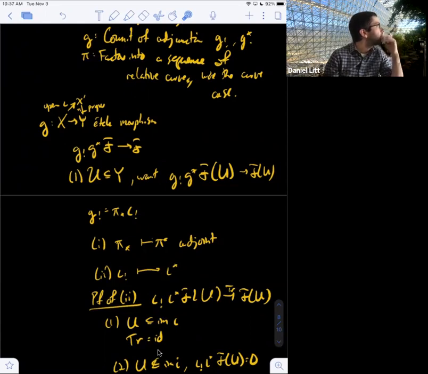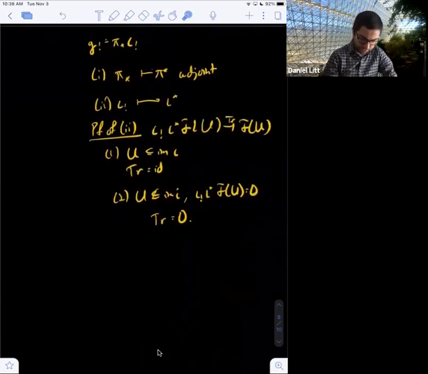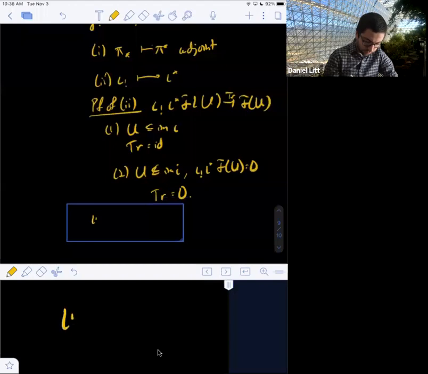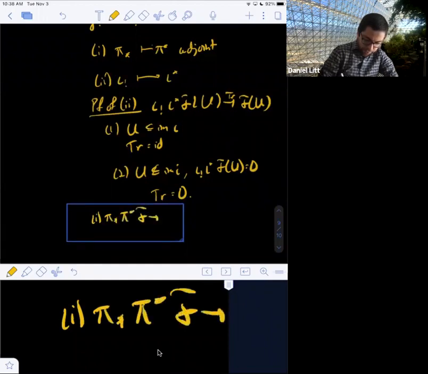So what do we do in the proper case? Okay, yeah. So in the proper case, I think we can do it too. Sorry, so let's do 1. So now we want to map from pi lower star of pi upper star of f to f.